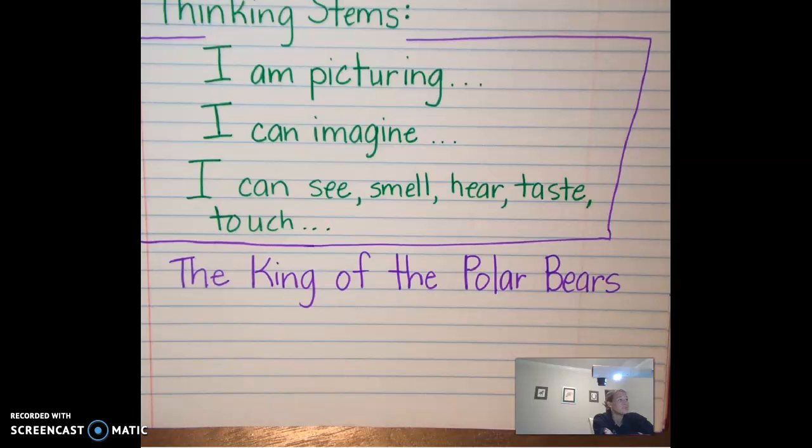Another clue that we know it's Woof and not Wolf, because he's one of their own. And a wolf is not a polar bear, is it?